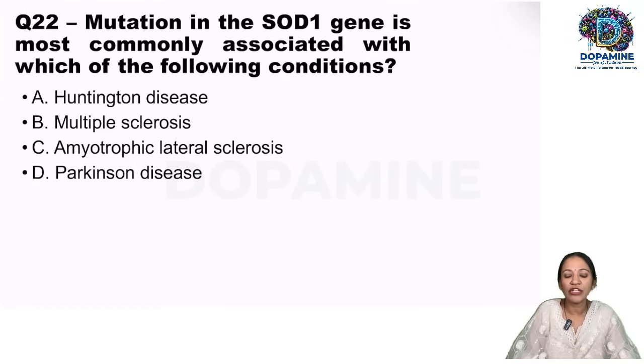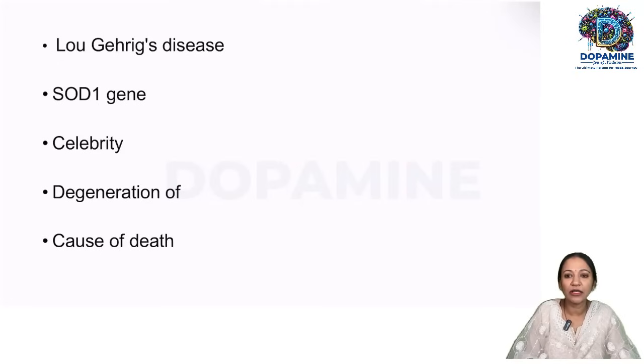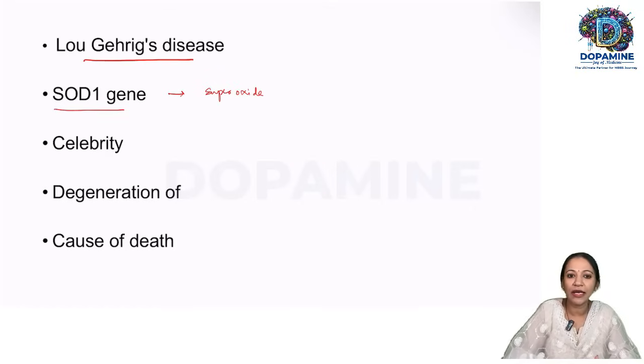Next question. Mutation in SOD1 gene is most commonly associated with which of the following condition? So again, a straightforward question similar to the FBN1 gene in Marfans. SOD1 gene is typically seen in amyotrophic lateral sclerosis. So what is the other terminology for amyotrophic lateral sclerosis? It is Lou Gehrig's disease because of mutation of SOD1 gene. What is this SOD1? It is superoxide dismutase 1 gene. And who is the famous celebrity who had this amyotrophic lateral sclerosis? None other than Stephen Hawking.